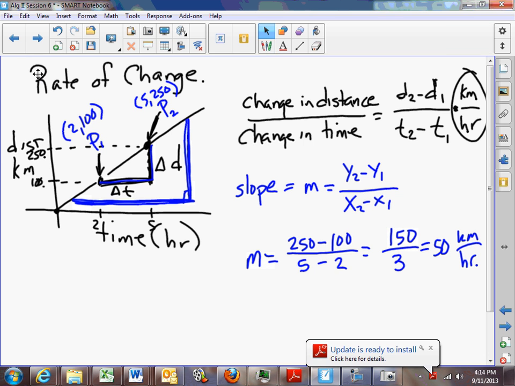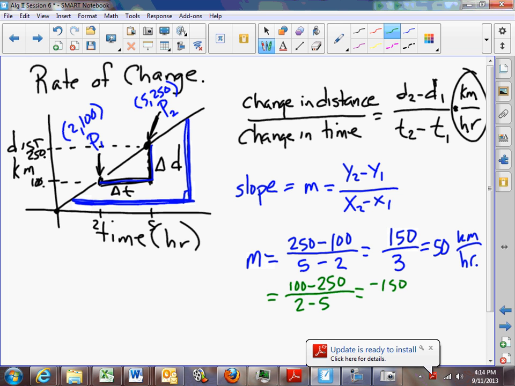It wouldn't have mattered, though, if we had let point 2 be point 1 and point 1 be point 2, because we would have gotten 100 minus 250 for the top, and 2 minus 5 for the bottom, and that's negative 150 over negative 3, which gives us exactly the same 50. So it doesn't matter which point you pick to be point 2 and which point you pick to be point 1.